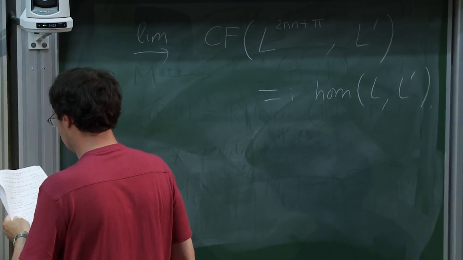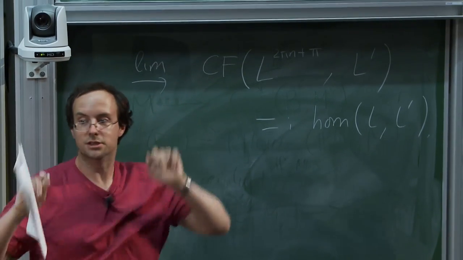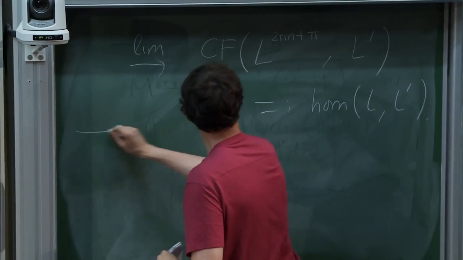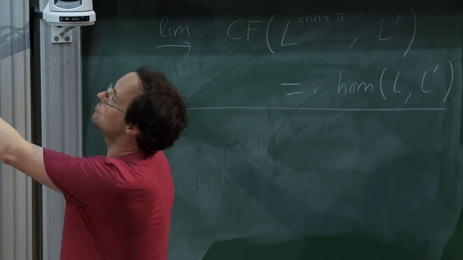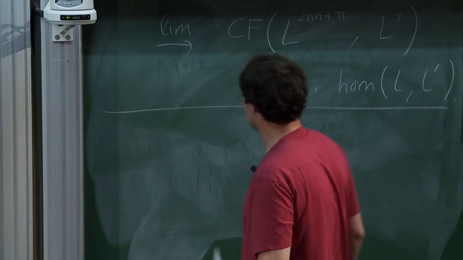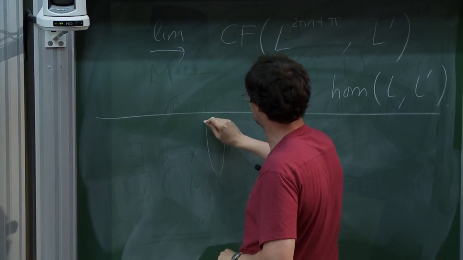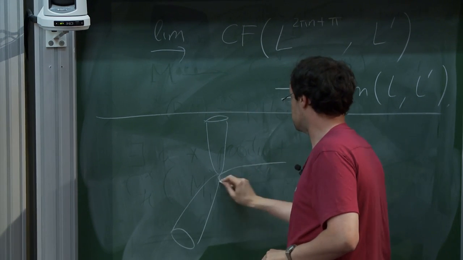Okay. Where the connecting map is given by multiplication by this thing I called identity. Okay, so how do we find Lagrangians of this kind in here? And what's interesting? If you've seen Lefschetz fibrations, you know what's very tempting to do.